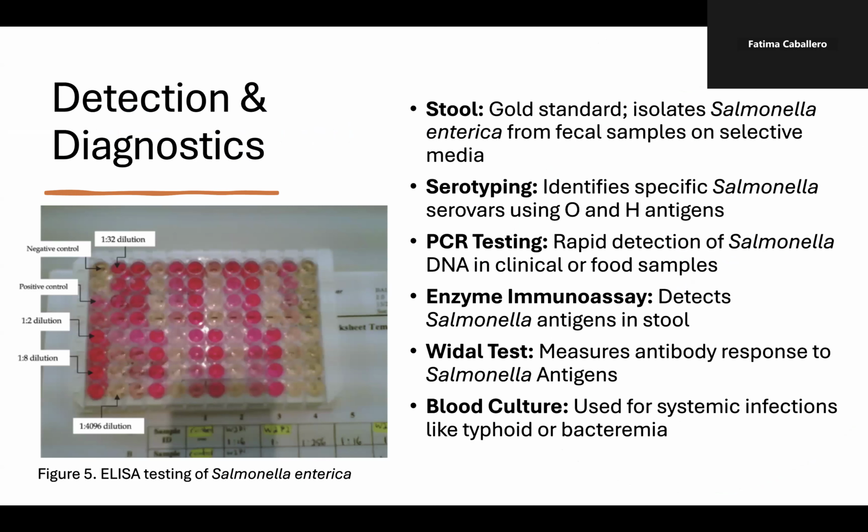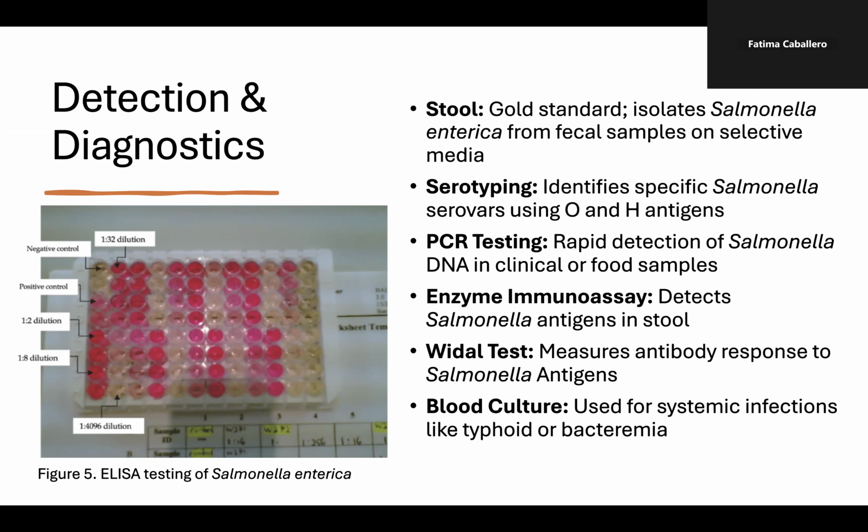To diagnose Salmonella enterica, the first step is usually a stool sample. A stool culture is considered the gold standard. This involves using selective media to grow and isolate the bacteria from a patient's feces. Once they isolate it, they can do something called serotyping, which identifies a specific strain based on surface antigens called the O and H antigens. This is really helpful for tracking outbreaks.